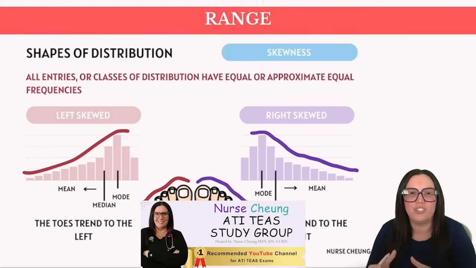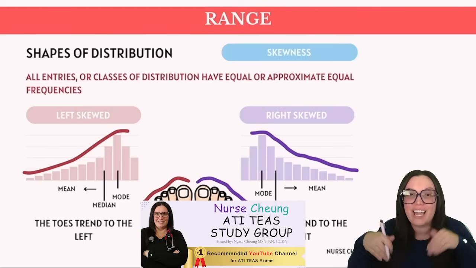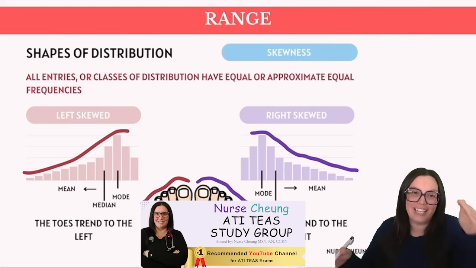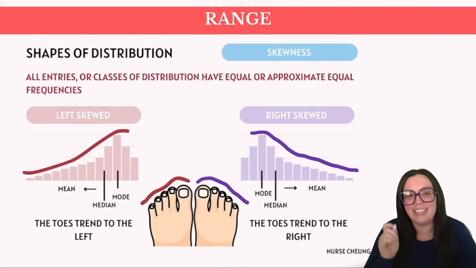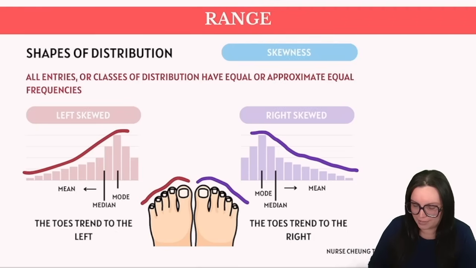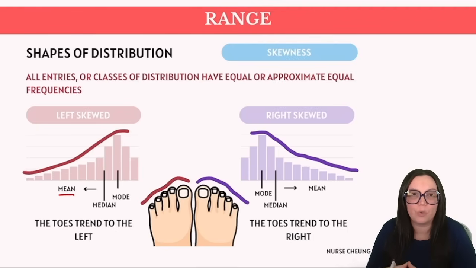Well, what I want you to do when you're taking your test is look down at your toes, and notice the way that your toes trend on each side of your foot. In a left skewed distribution, the bulk of the data is off to our left side. So that is where we are going to find our mean. At the point of the slope, we're going to find our mode, right? That's our most frequent number.